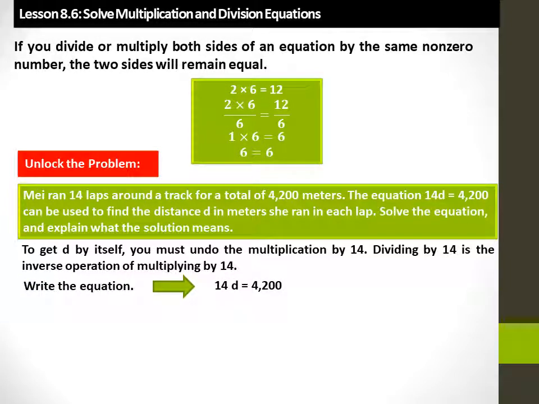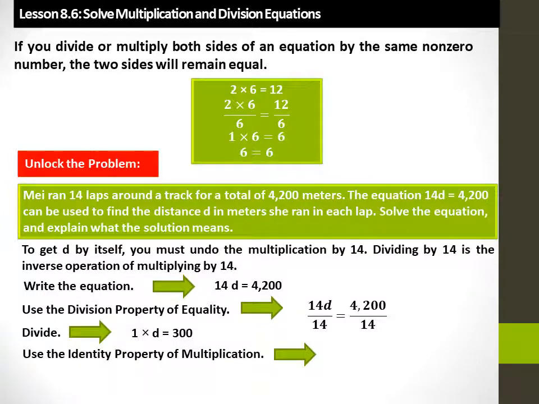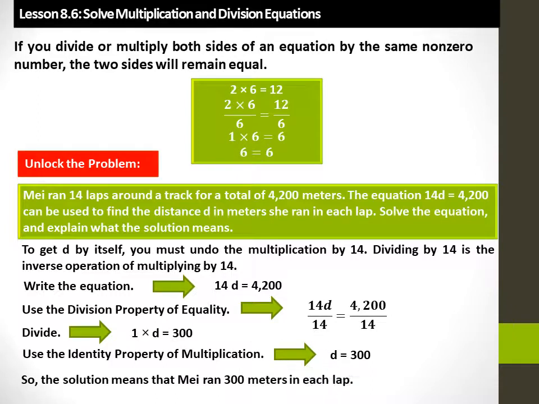Let's write the equation. 14 times d equals 4,200. Use the division property of equality. 14 times d over 14 equals 4,200 over 14. Now let's divide. 1 times d, since we simplify the 14 in the numerator and the denominator of the first side, equals 300. Use the identity property of multiplication. D equals 300. So, the solution means that May ran 300 meters in each lap.